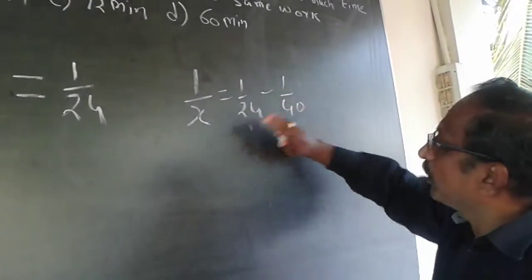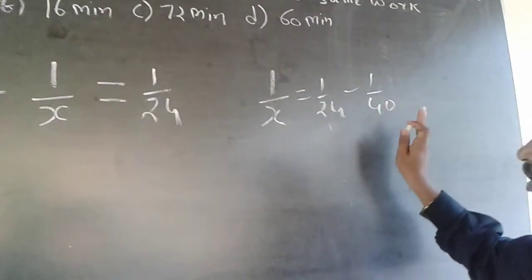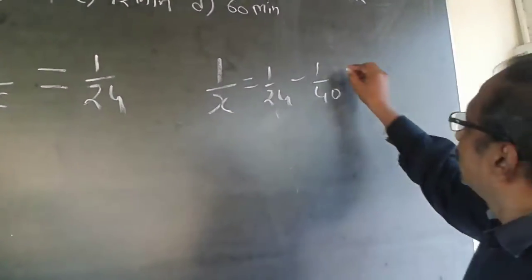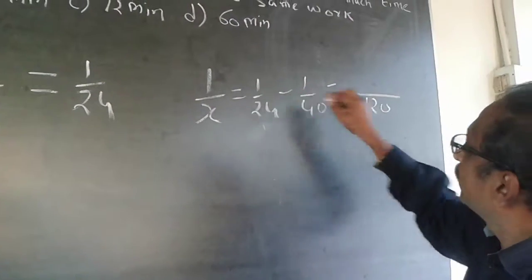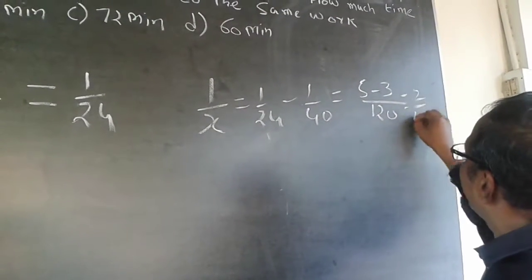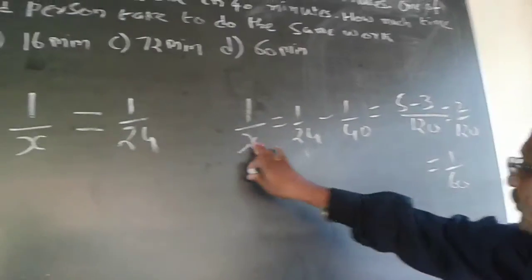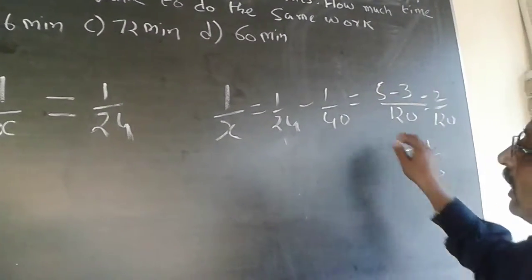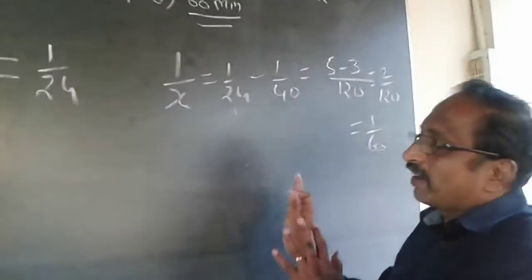Now the LCM for 24 and 40 is 120. So this will be 5 minus 3, which is 2/120, which is equal to 1/60. So 1/x will be equal to 1/60. The answer is 60 minutes. This is the way of doing it.